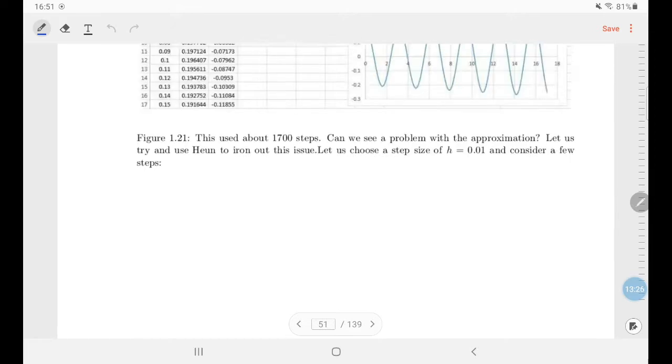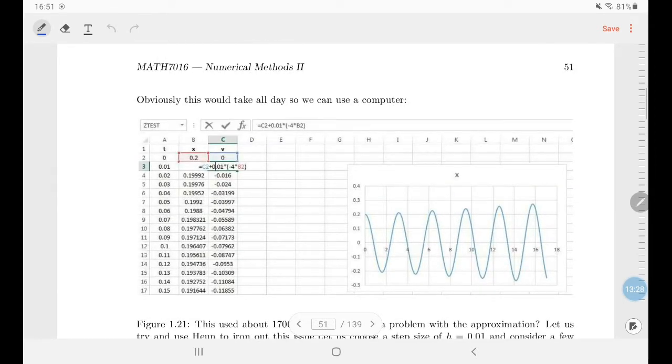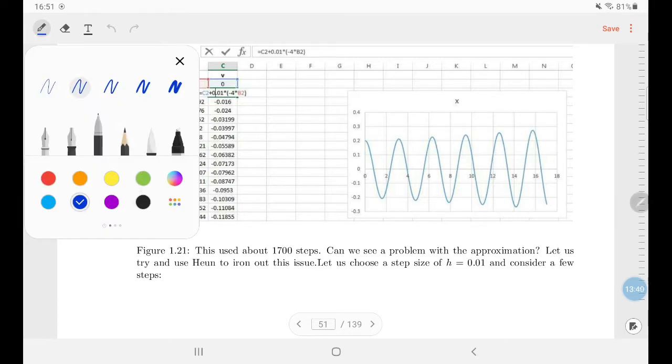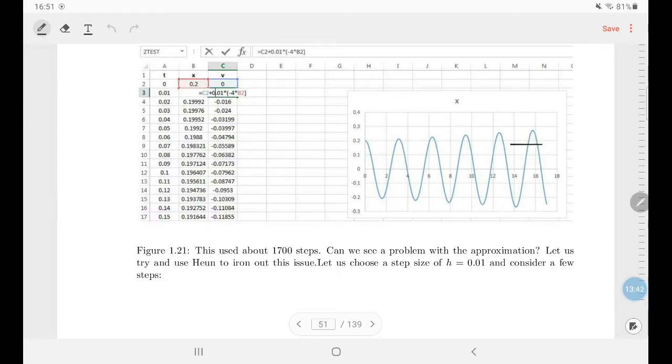Obviously, we are not going to continue doing this all day, so we use a computer and we end up with something like this. This used about 1700 steps. Can we see a problem with the approximation? Now this is a spring, and there's nothing but a spring force, and look, the energy has been increased. Look, the amplitude is increasing.